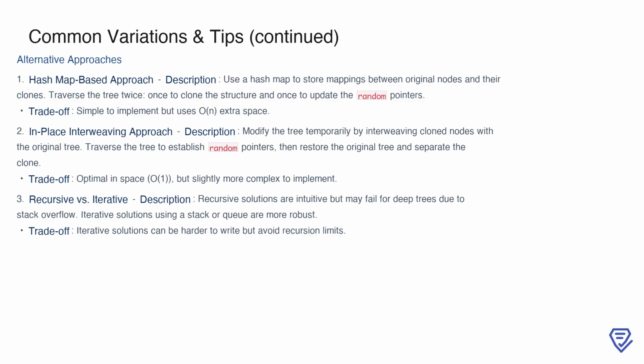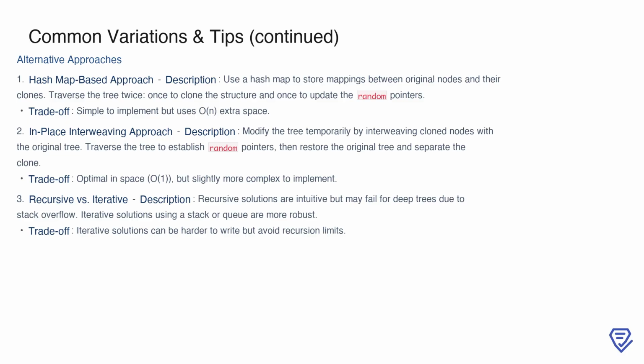Finally, let's discuss alternative approaches to solving this problem. A hash map-based approach involves traversing the tree twice, first to clone the basic structure and then to update the random pointers. While this is simple to implement, it requires O(n) extra space for the hash map. Another method is the in-place interweaving approach. Here, you temporarily modify the tree by interweaving clone nodes with original ones. This allows you to establish the random pointers without extra space, and you then restore the tree and separate the clone. This approach is optimal in terms of space but can be trickier to implement due to its complexity.